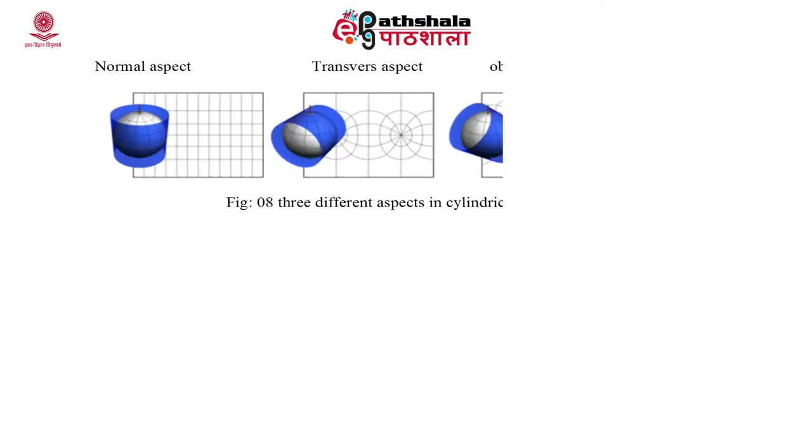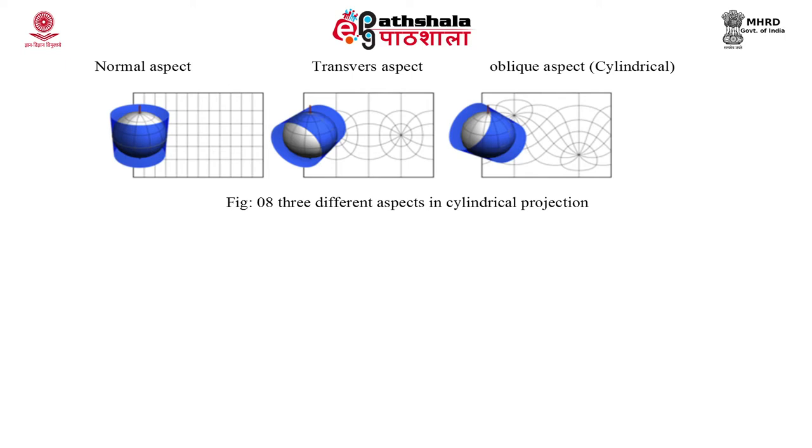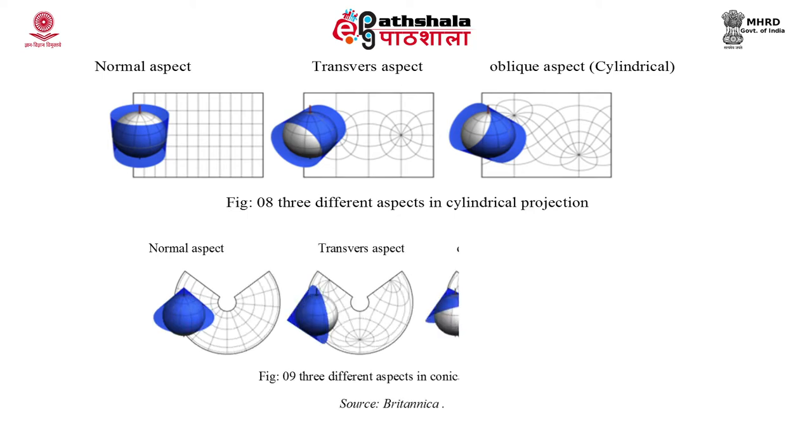The next diagram, if you see, then the three aspects of normal, transverse, and oblique of cylindrical projection will be clearly depicted, showing how this cylindrical projection could be created looking at these three aspects. And in the third diagram, if you see the conical projection in the same manner of three aspects, where the first shows the normal aspect of conical projection, the second shows the transverse aspect of conical projection, and the third is the oblique aspect of conical projection.